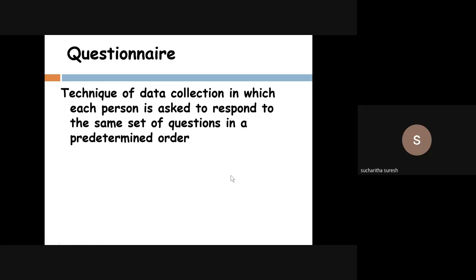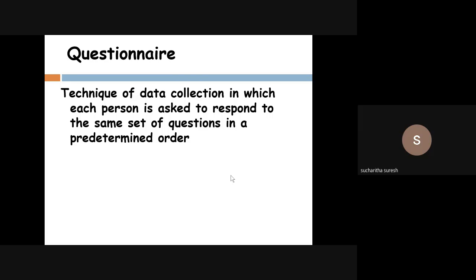It's a technique of data collection in which each person is asked to respond to the same set of questions in a predetermined order. So the questionnaire is given to everyone in the same order. We prepare one questionnaire, take a printout or xerox of it, and distribute them. And here they can privately respond to the questionnaire. That's the beauty of it, because they need not be influenced by your presence or by anybody else.